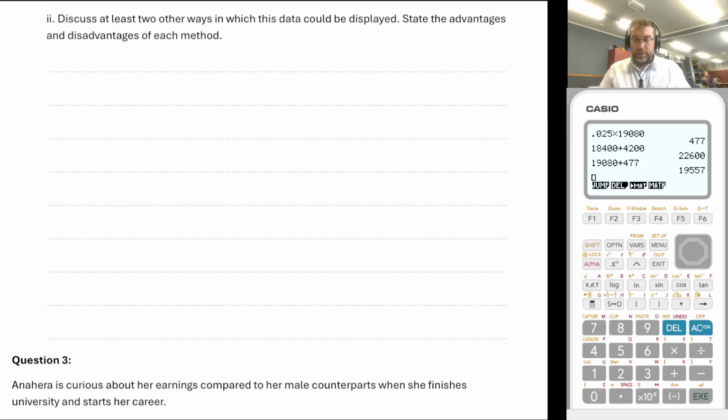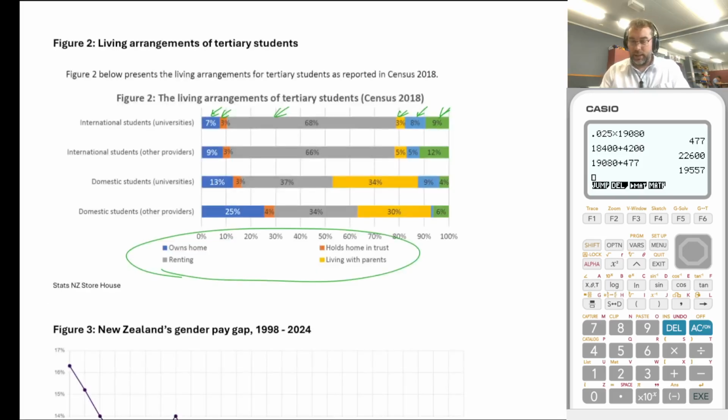So the next one, discussing other ways in which the data could be displayed and advantages or disadvantages of each method. So you need to be thinking about other graph types that could be displaying this data. So for this, you could think about different ways we could do this. For each strip, we could potentially do a pie graph. That would work. The advantage of that is it's really easy to see the percentages. The disadvantage is that you would need to have 4 different pie graphs.